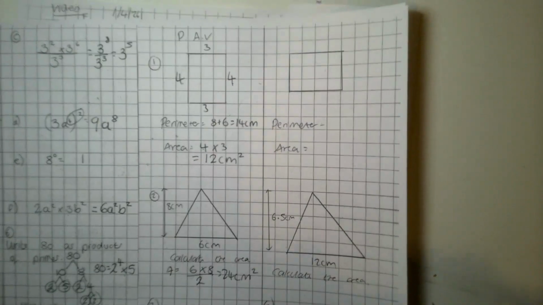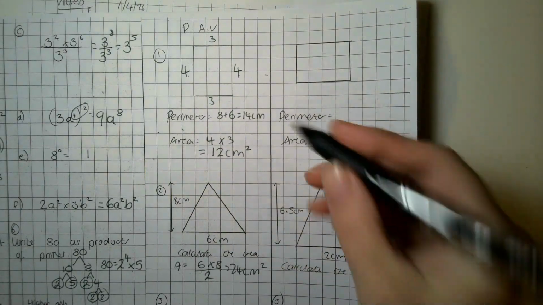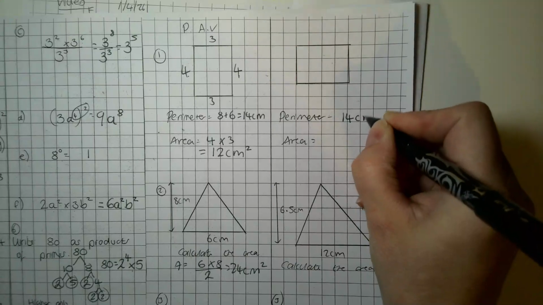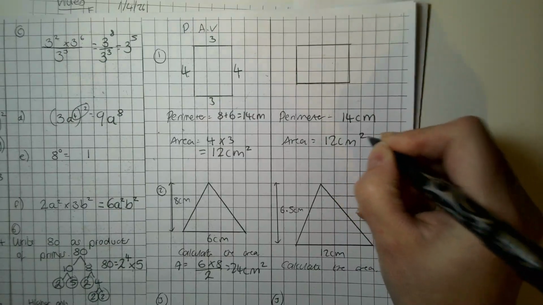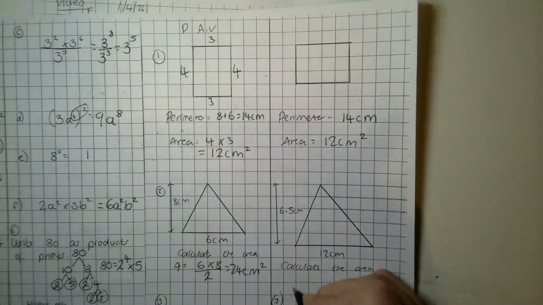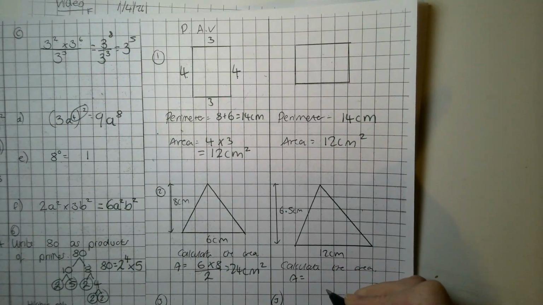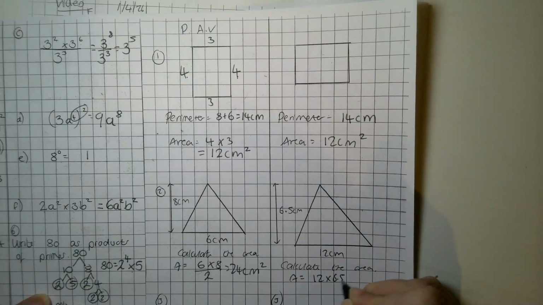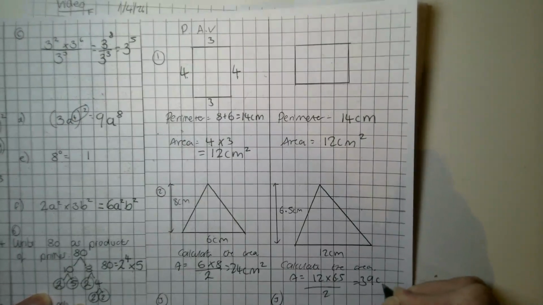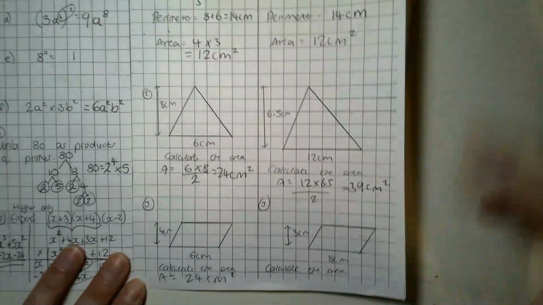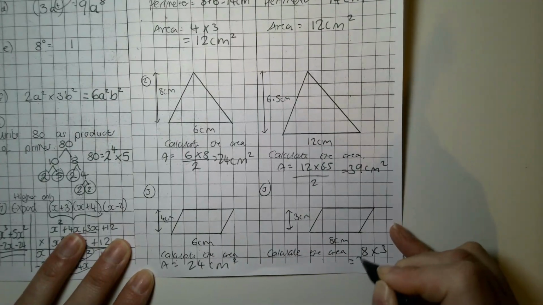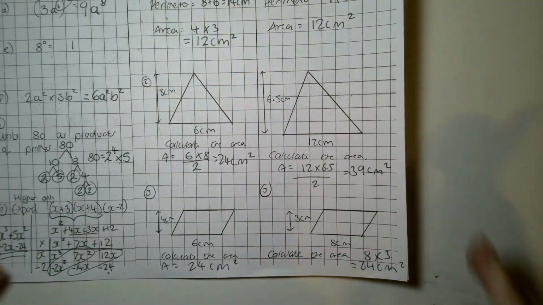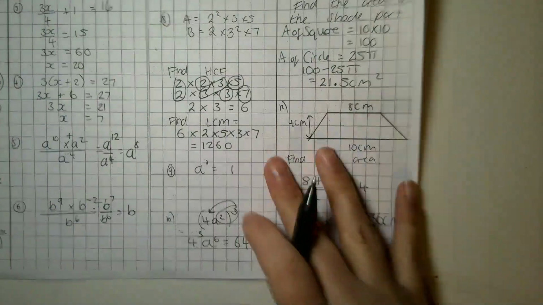Okay, so let's go through the answers. I haven't pre-done these ones, but I have on the other side. So this one, the perimeter is 14 centimetres. It's actually the same shape, just on its side. And the area is 12 centimetres squared. For the triangle, you need to do the base, which is 12, times the height, which is 6.5, and then half your answer. And I'm getting 39 centimetres squared for that one. And then for the parallelogram, we've got a base, which is 8, times the height, which is 3. So 24 centimetres squared.